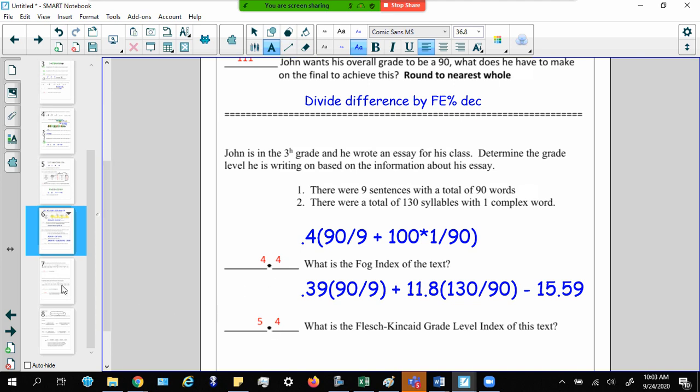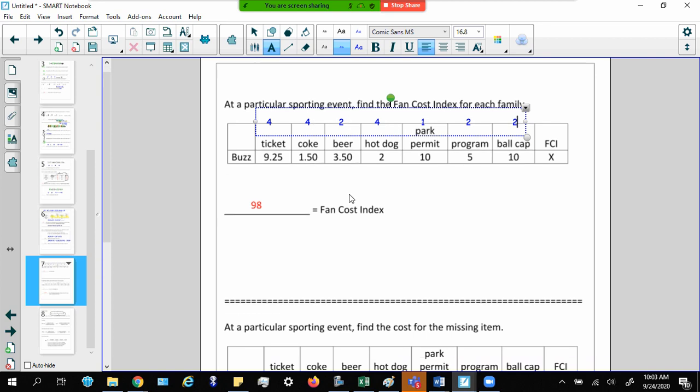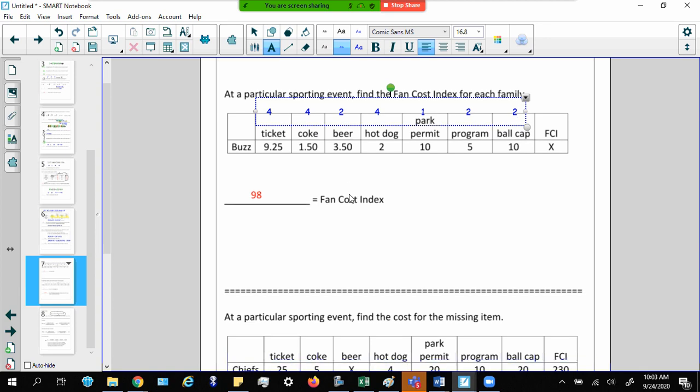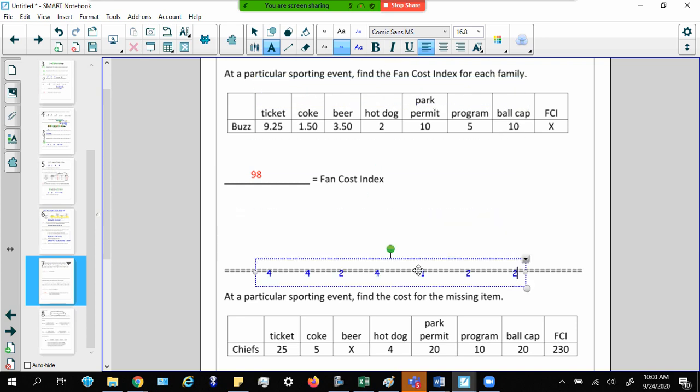All right, at a particular sporting event, this works off a family of 4. So 4 tickets, 4 Cokes, 2 beers, everyone's got to eat a hot dog, 1 car's got to be parked, 2 programs, and 2 ball caps. I'm going to take all this information, 4 times 9.25, and 4 times 1.50, 2 times 3.50. Add it all up, you get 98. So every single time a family walks into this sporting event, they're going to spend $98.